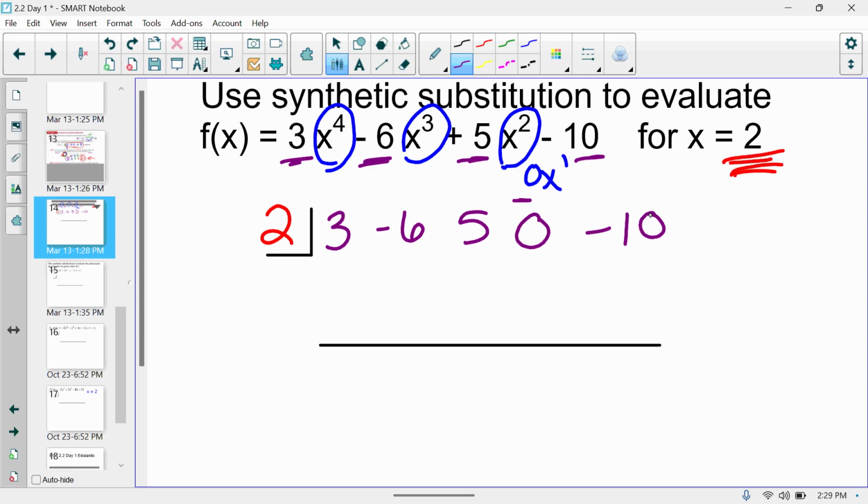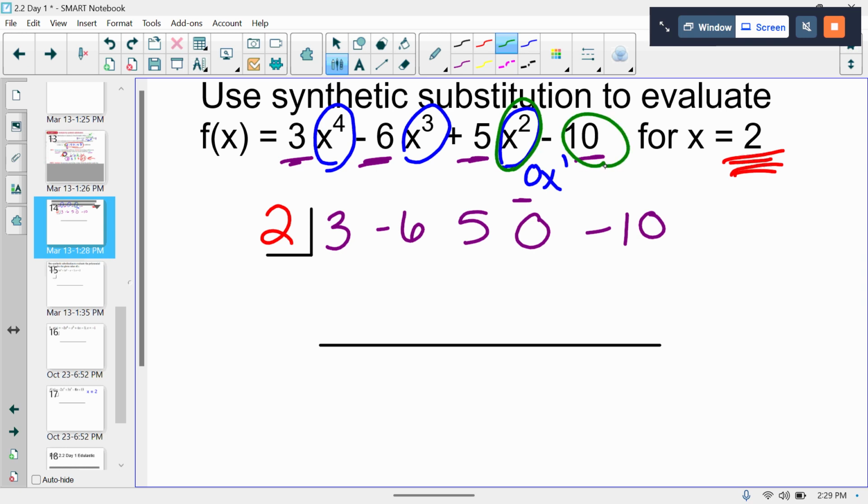Because there is no x to the first term, it goes straight from x to the second to the constant. It skips x to the first, which means that the coefficient on it is 0. Because what, guys, what's 0 times anything? 0, right? So if you don't see a number, if it's missing, it's because it's 0. Like we don't write +0, right? That would be silly to have it in there, but we have to understand that it means it's 0 because when you do synthetic substitution, you have to include all the coefficients, even the ones that are 0, okay?